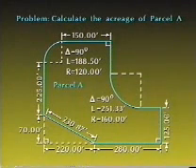Now that we have reviewed the methods of determining the area of a geometric figure, let's put the formulas to work for us. Here we have an exercise. Find the acreage of parcel A.